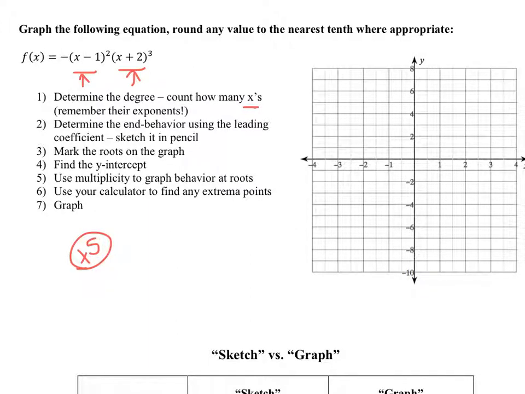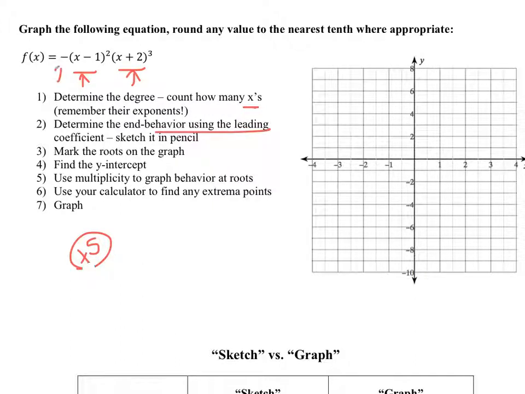Remember, even is like the one that we just did on the back of this. Even is going up or down where they both go up, up, or down, down. So what we need to do is determine whether it's going to go up or down. So determine the end behavior.